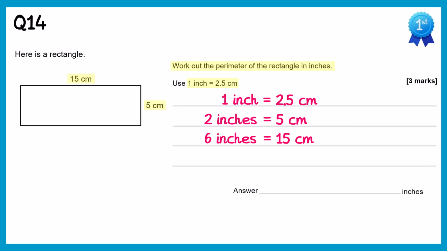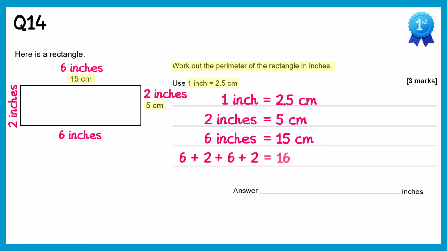So we know that 6 inches is 15 centimeters, so we can add this onto our diagram, and we also know that 2 inches is 5 centimeters, so we can add this onto the diagram as well. Now, to work out the perimeter of a rectangle, you need the lengths of all 4 of the sides. So the side at the bottom is the same as the side at the top, so also 6 inches, and the one on the left is the same as the one on the right, so also 2 inches. So to work out the perimeter, we just need to add all of these lengths together. 6 inches plus 2 inches plus 6 inches plus 2 inches gives you a total of 16 inches. So the answer is 16.